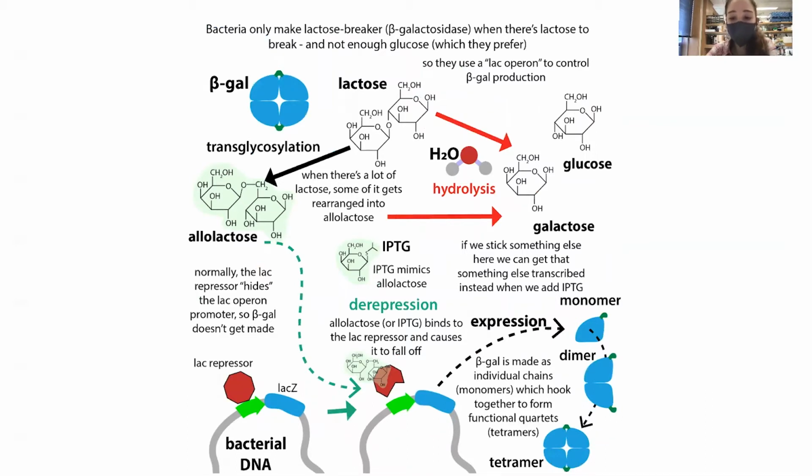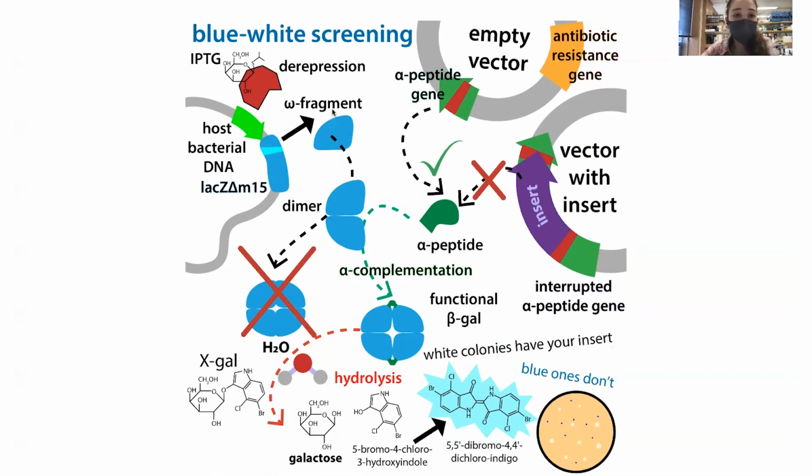And so we can take advantage of the fact that it needs to tetramerize in order to make functional beta-galactosidase. We can make it so that only when the plasmid is in there is it able to make this blue product. So in this blue-white screening, in the bacterial DNA you have a mutated version of the beta-galactosidase gene, that LacZ gene. It's going to be delta M15.